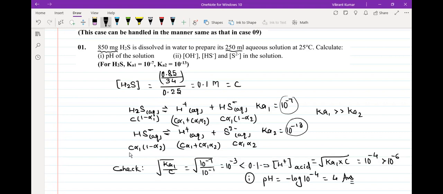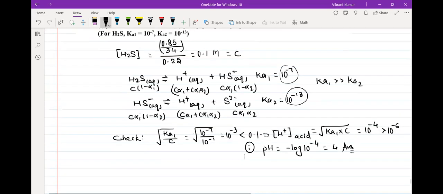This is the first part. Second part, it is asking about anions. So already we discussed that HS minus is very close to H plus. Look, the numbers clearly show this: this is C alpha plus C alpha 1 alpha 2, this is C alpha 1 minus C alpha 1 alpha 2, right? So this will be slightly less, this will be greater than this, but approximately, because we have ignored alpha 2 in comparison to 1, that's why we can say both are equal. That's why we are saying this is very close to H plus itself, and which is 10 raised to minus 4.